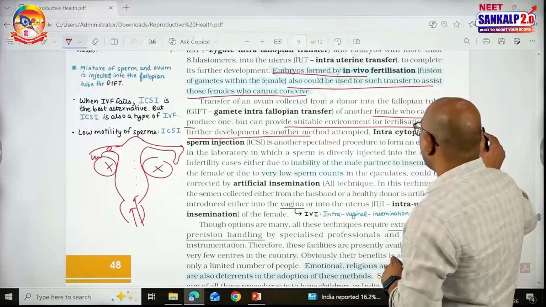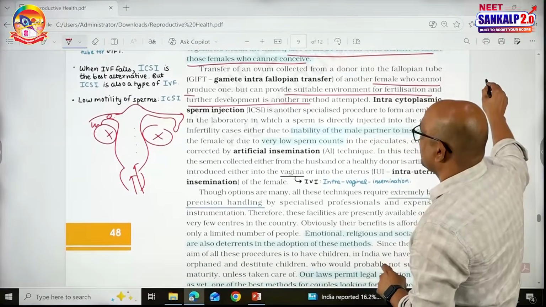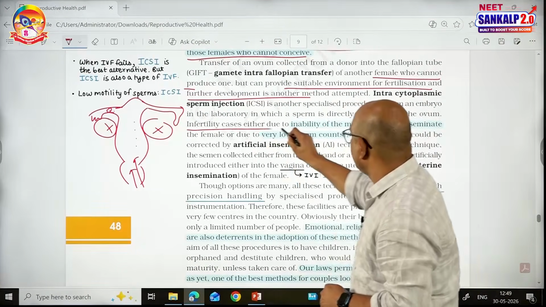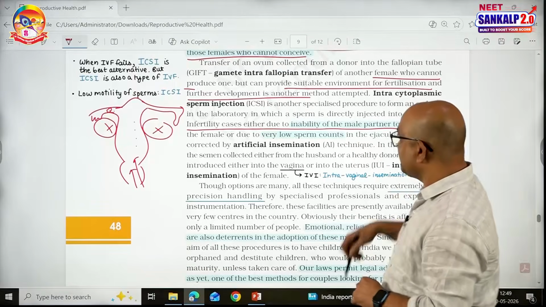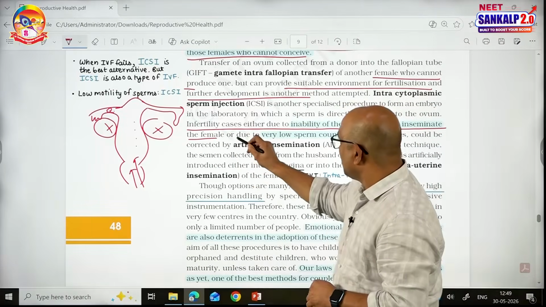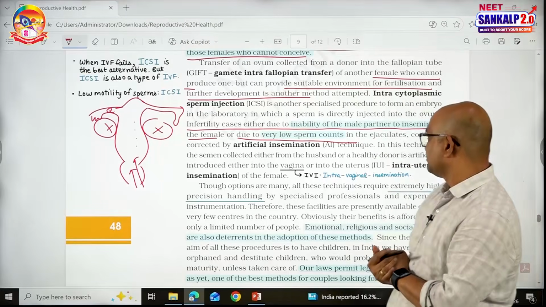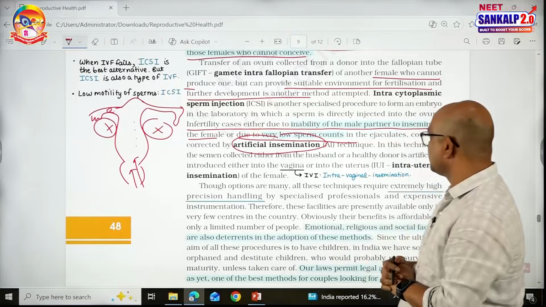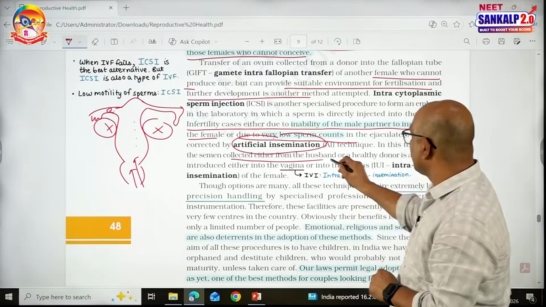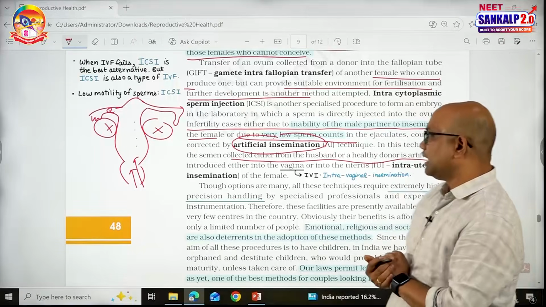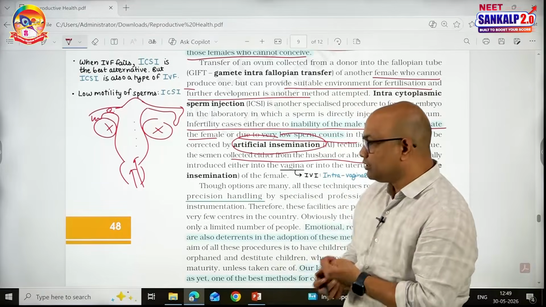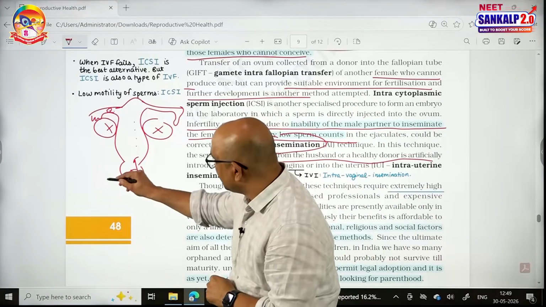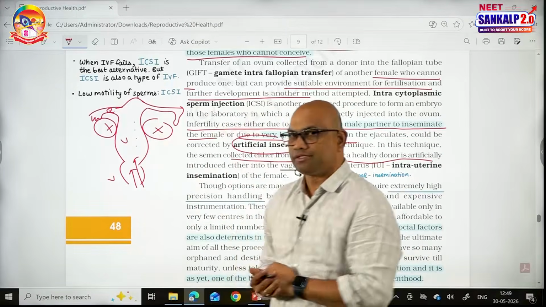The next method is artificial insemination. See this point. Infertility cases either due to inability of the male partner to inseminate into the female or due to very low sperm count can be corrected by a method called artificial insemination. In this technique, the semen is collected either from the husband or from a healthy donor artificially. What do they do after collecting the semen? They may inject the semen either into the vagina or into the uterus.